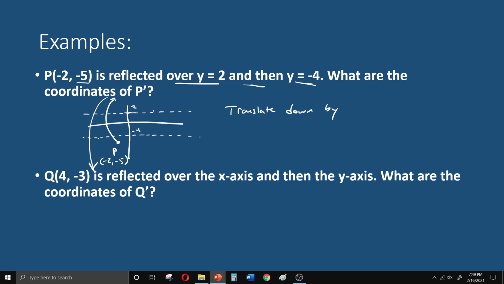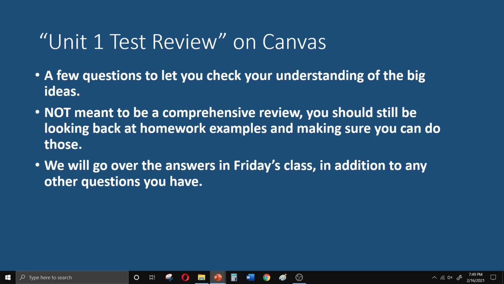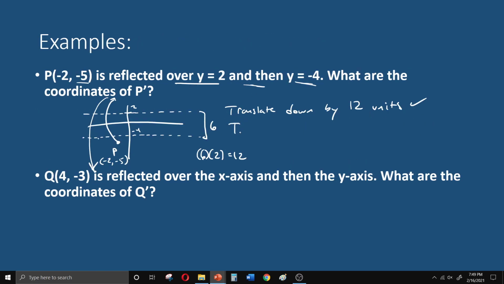Well, again, you just find the distance between the 2 lines. So this is a distance of 6, right? 2 to -4, and we double that. 6 times 2 is 12. So we're going to translate down by 12 units. If you wrote that, I'd give you full credit, because it's the right idea, but you could also say translate by 0, -12. The ultimate answer is P prime is -2, -17.